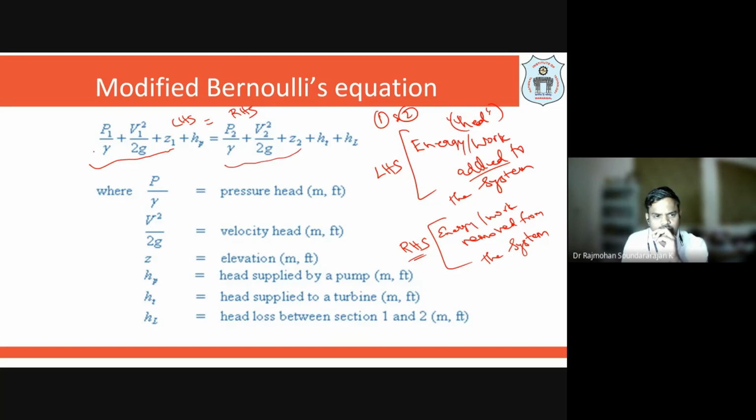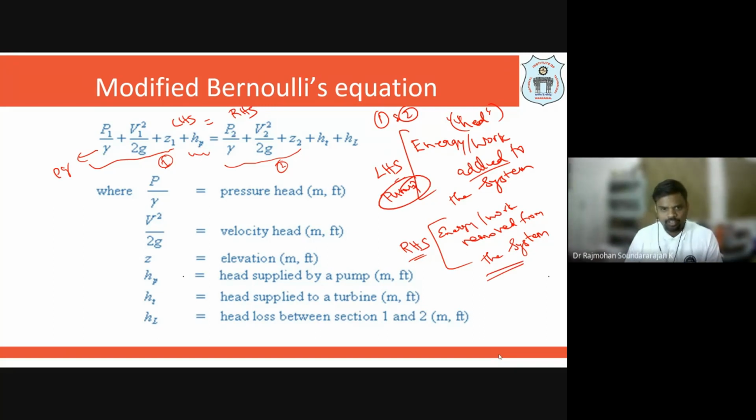This is nothing but your rho g, the weight density. So P by rho g plus V square by 2g plus Z1 at location 1, and this is at location 2. So we add a term called HP in the left hand side. Mostly the work done to the system for a fluid will be due to a pump.